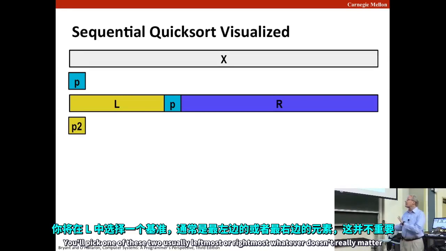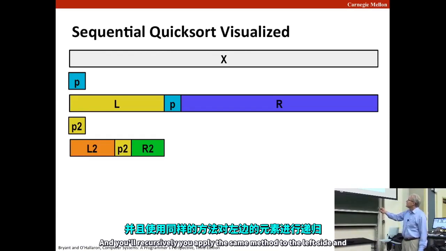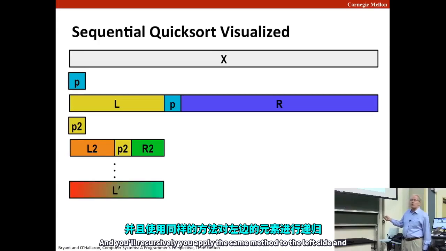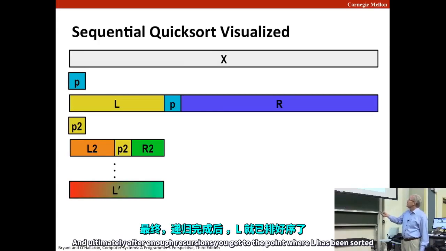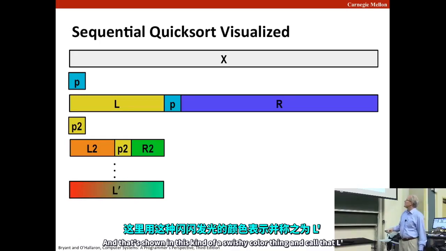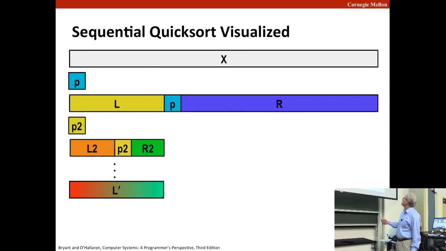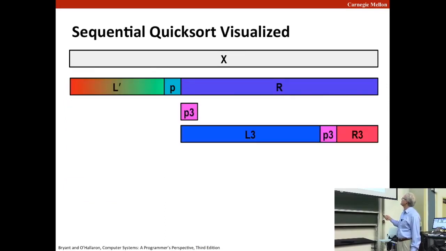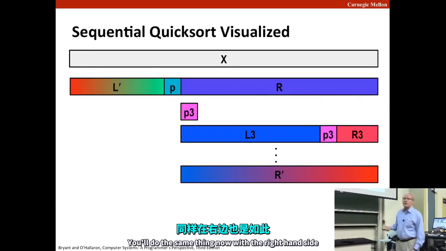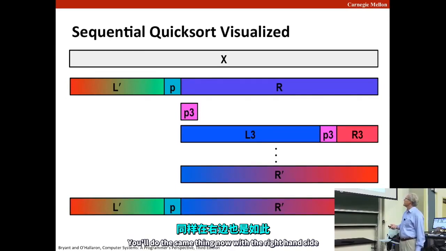And then you recursively, when you're doing this in sequential code, pick one of these two, usually leftmost or rightmost, it doesn't really matter. And you'll apply the same method to the left side. Ultimately, after enough recursions, you get to the point where L has been sorted, and that's shown in this swishy color, and we call that L prime. And same with the right-hand side, you'll do the same thing now.